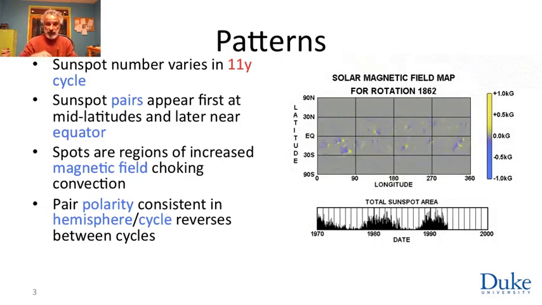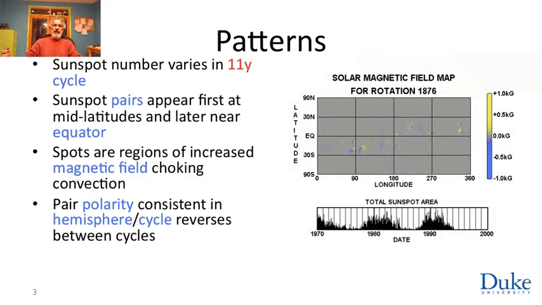And then between cycles, the polarity reverses. If the blue dots were ahead of the yellow dots in the north in this cycle, and the yellow ahead of the blue in the south in this cycle, this would reverse from one cycle to the other. And this is our hint that what drives these sunspots is in fact the magnetic field.